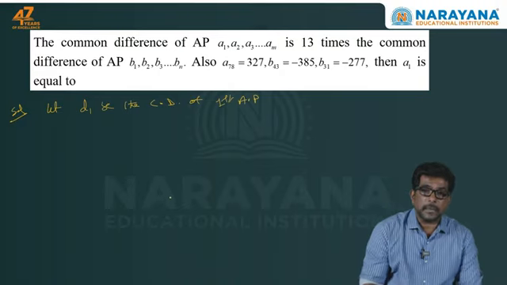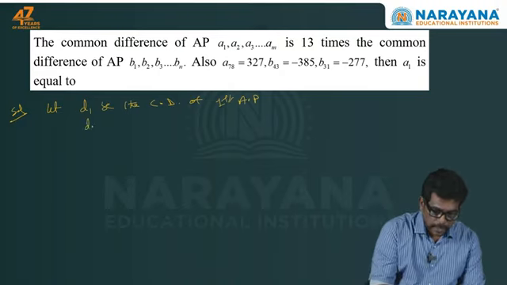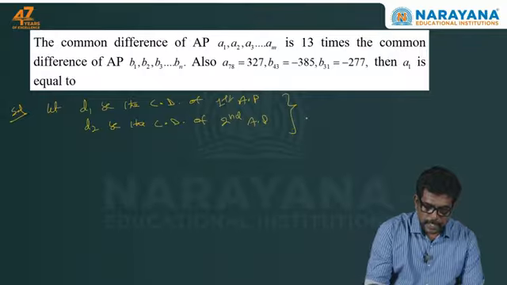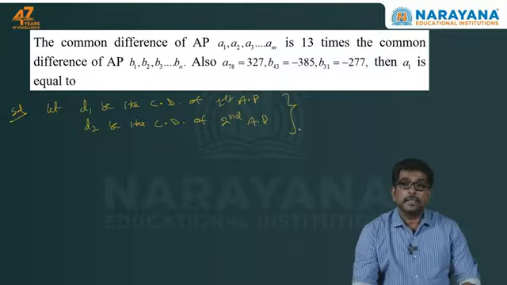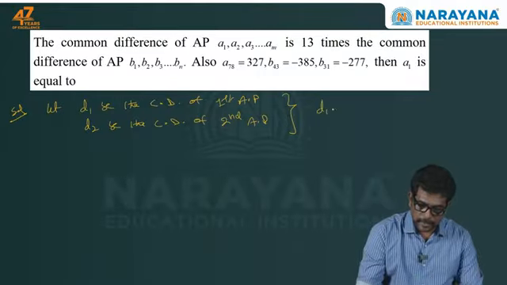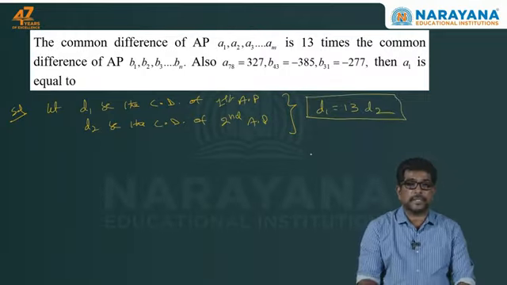Let D1 be the common difference of the first AP and D2 be the common difference of the second AP. Then the relation between these two is given. The common difference of the first AP, that is D1, is equal to 13 times D2.